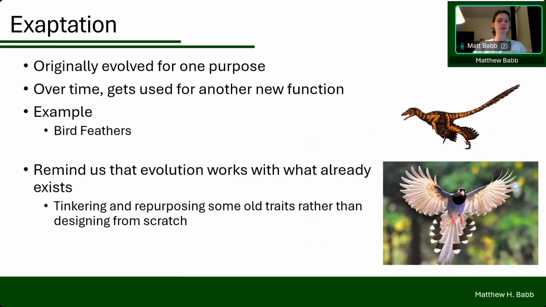Now, this brings up another term that is also important to know. Exaptations are traits that originally evolved for one purpose, but over time they get co-opted for a new function. For instance, bird feathers didn't actually evolve for flight. They probably evolved as a mechanism for insulation or maybe mating displays in dinosaurs, and only later were they adapted to help with flying. Exaptations remind us that evolution works with what already exists. It tinkers and repurposes rather than designing traits from scratch.